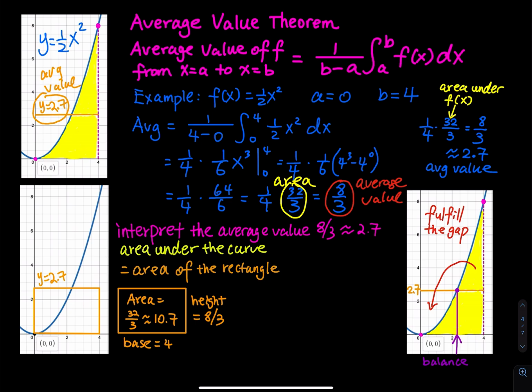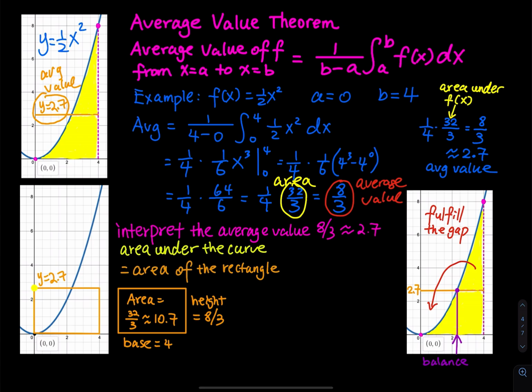That tells me that I should cut this region. Do you see the blue region in the first picture? I should cut the yellow, did I say blue region? Yellow region. Do you see that there is a yellow region in the first picture? The average value tells me, hey, you should cut the region at y equals 2.7. So I make a cut at y equals 2.7.